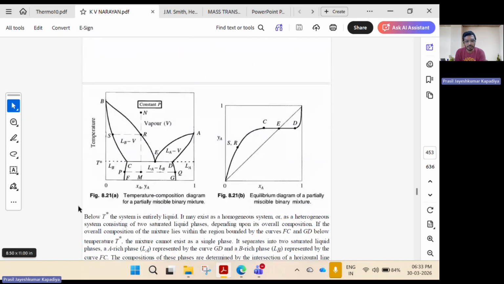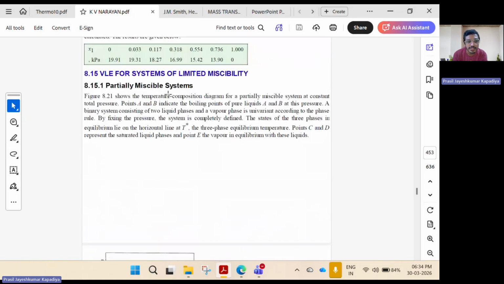Okay. So if I do C minus P plus 2, we have two components, three phases, and C minus P plus 2 leaves us with 1. So we have to fix something, and we are fixing the pressure, which is constant.